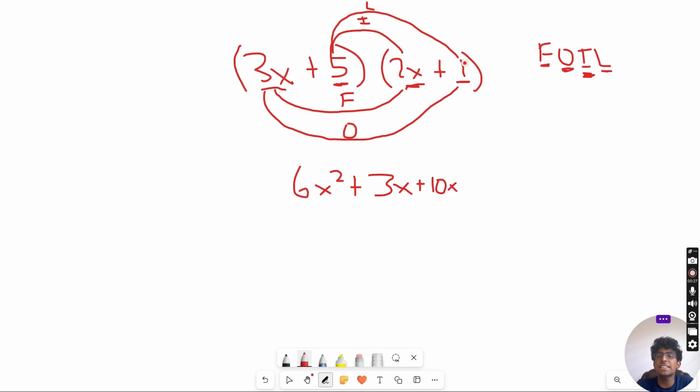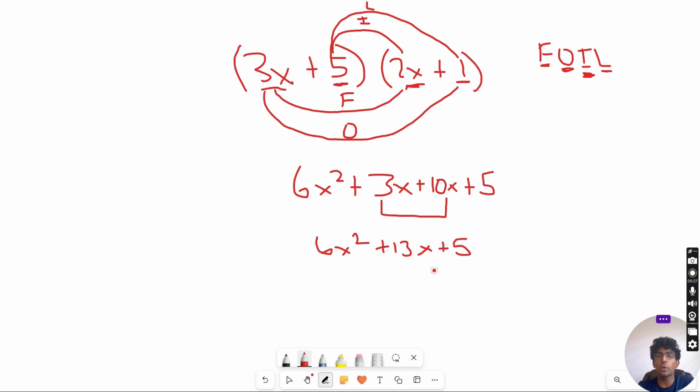And then our constants at the end, 5 times 1, that is going to be 5. And then what we can do to simplify it is combine our like terms here because they both are x terms. So you're just adding the coefficients. So we're going to have 3 plus 10, which is 13x. So 13x plus 5. So that would be your answer for this problem.